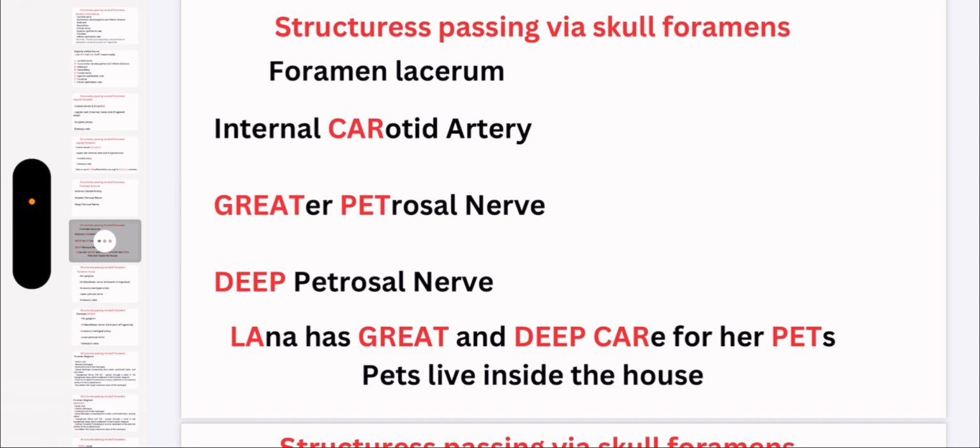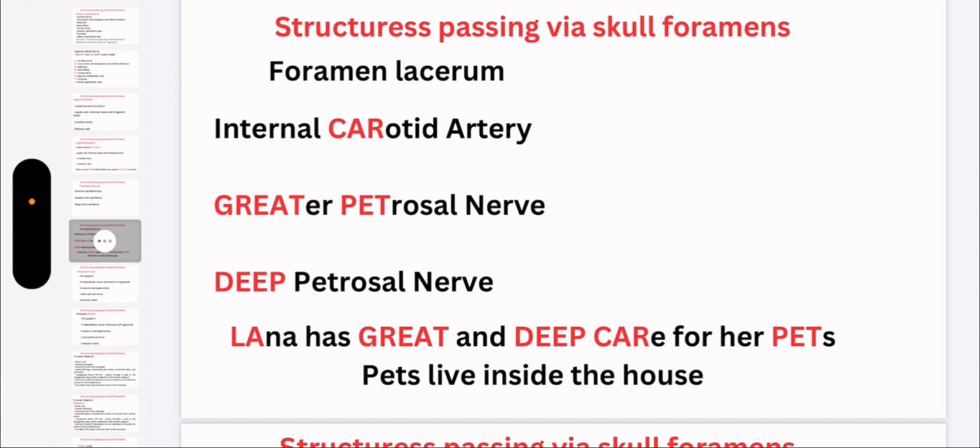Lana for lacerum. Great for greater petrosal nerve. Deep for deep petrosal nerve. Care, the CARE as shown on the screen, is the start of carotid, internal carotid artery. The word pets will remind you of petrosal. So Lana has great for greater.